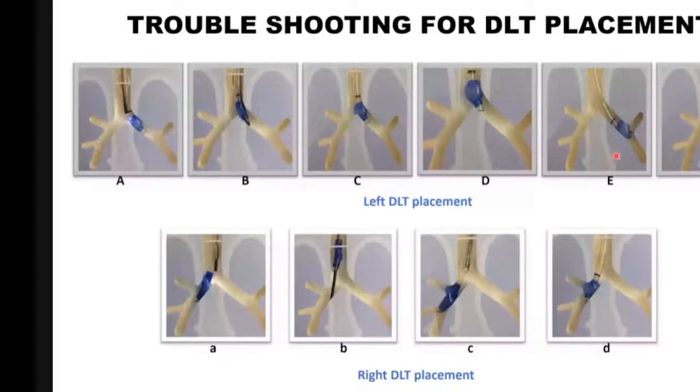You have to, in scenario A, this is the correct placement where you can see the blue cuff and with the right here floating trachea and still to be put it down.